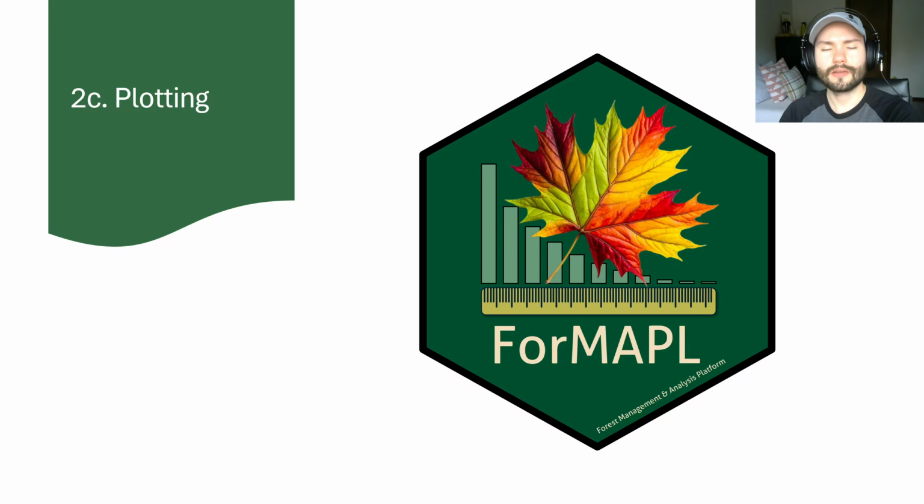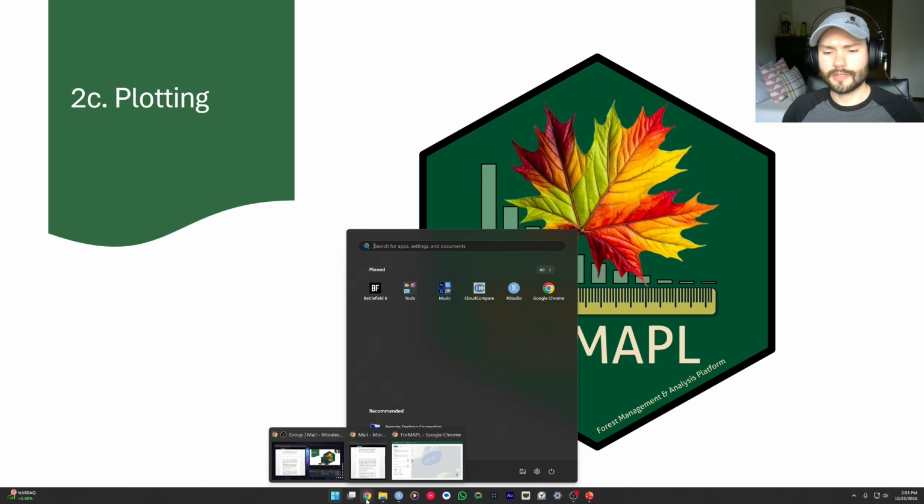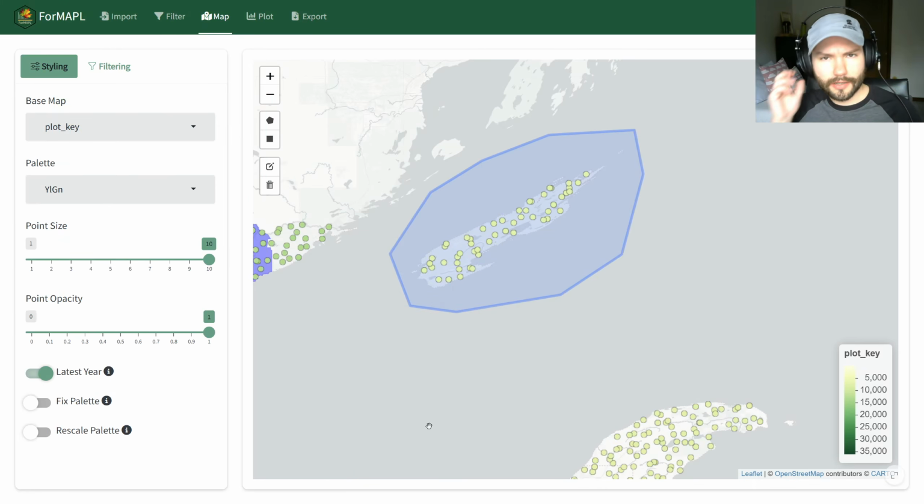Hello, and in this video we will go over plotting our data in ForMAPL, getting things like diameter distributions, basal area distributions, and looking at our data across different groupings in real time. So in the previous two videos we talked about importing our data, then filtering it, and mapping it, so now we'll work on plotting our data.